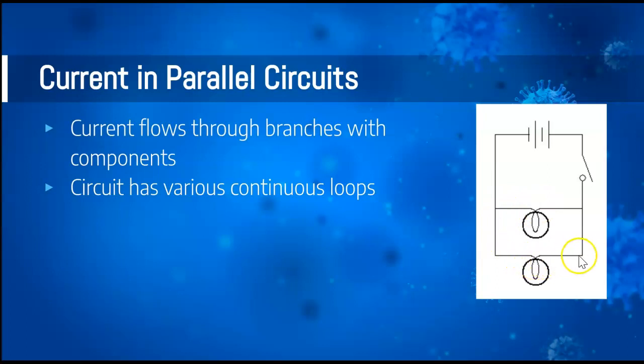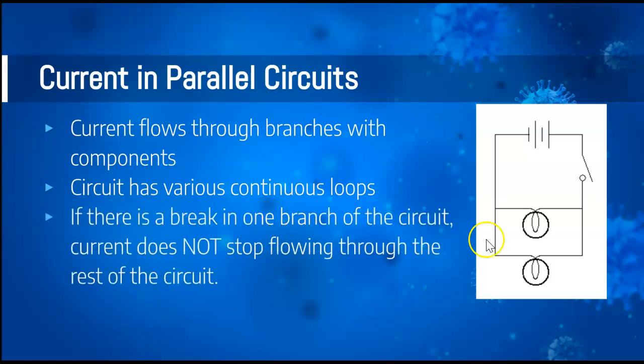Either way, they're going to go through a load, come back to this point, join back together, and then go back to the battery. And again, a reminder, electrons are always going to go in the direction towards the battery. They're never going to go against the flow. Now, if there is a break in one branch of a circuit, that doesn't affect the other one, all right? The other one will still continue to have electrons flowing through it.